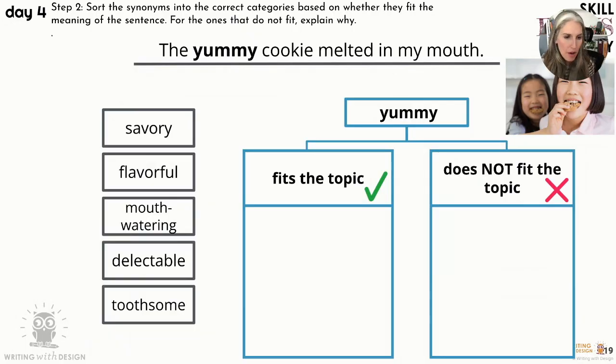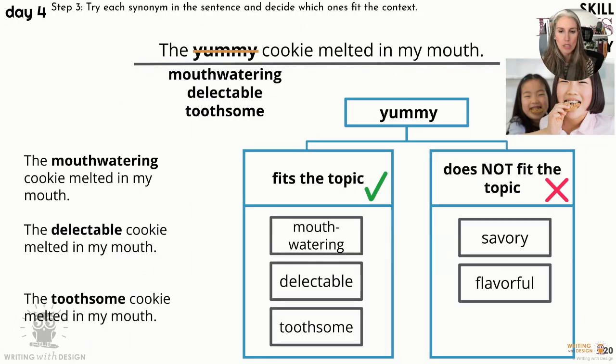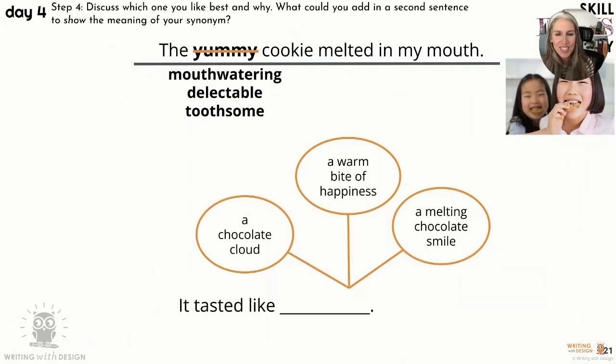Then the bottom 3, mouth-watering, delectable, and toothsome, are all the ones that we want students to sort in. So this one's got 2 at the start that do not fit and 3 that do fit, all on a very delicious topic to write about. And then your similes are here: a chocolate cloud, a warm bite of happiness, a melting chocolate smile. And in this case, we did it tasted like instead of it looked like, since we're bringing in taste here.